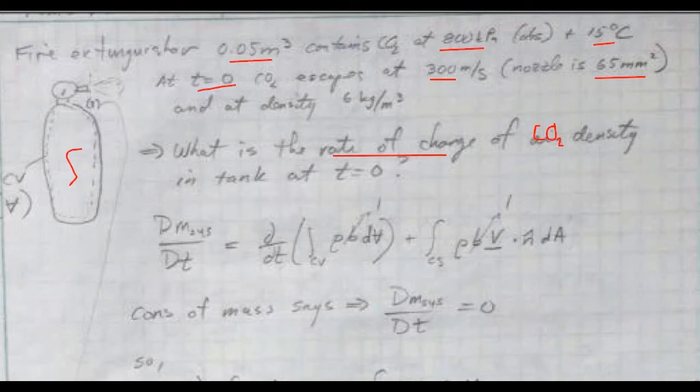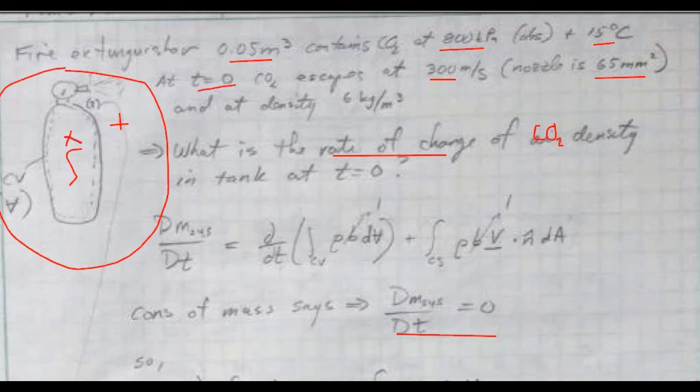So here's the Reynolds transport theorem, and we've got the material derivative of the system mass, which is equal to 0, because mass is conserved in this system. Here's the system. It's this extinguisher, and it's the mass outside and the mass inside. So it's either inside or outside, but it's not going anywhere else. And so its change in time is 0.